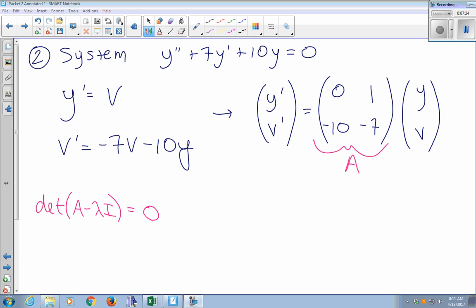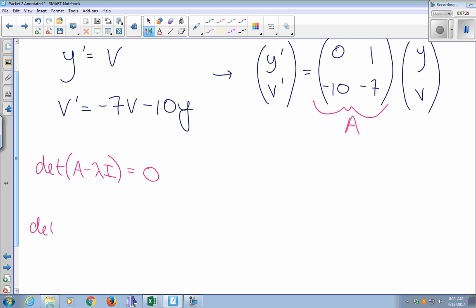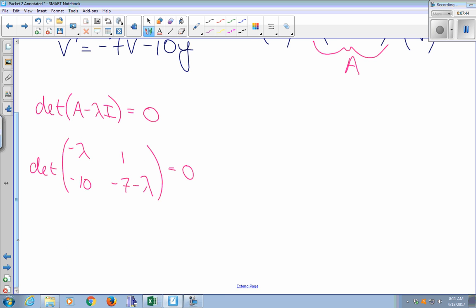Solve the determinant of A minus lambda I equals 0. So this is going to be the determinant of negative lambda, 1, negative 10, negative 7 minus lambda. To find the determinant of a 2 by 2, just AD minus BC. So I have negative lambda times negative 7 minus lambda, AD, minus negative 10. So it's plus 10.